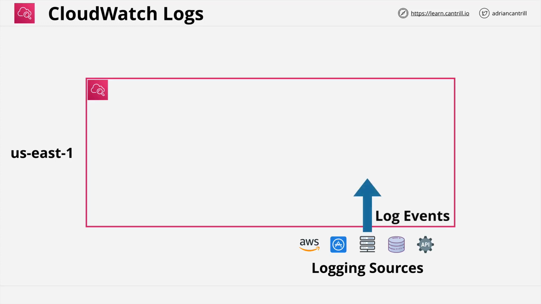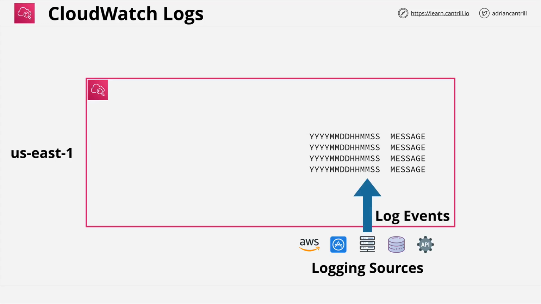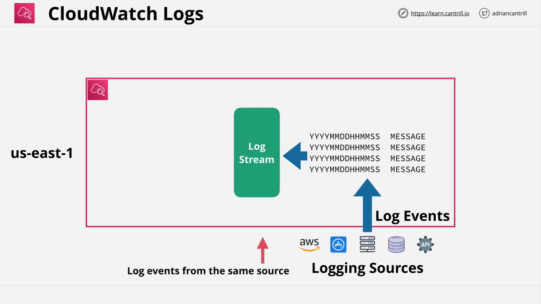Now log events look like this. They have a timestamp and a message block. CloudWatch Logs treats this message as a raw block of data, so it can be anything you want, but there are ways that the data can be interpreted and fields and columns defined. Log events are stored inside log streams. And log streams are essentially a sequence of log events from the same source.